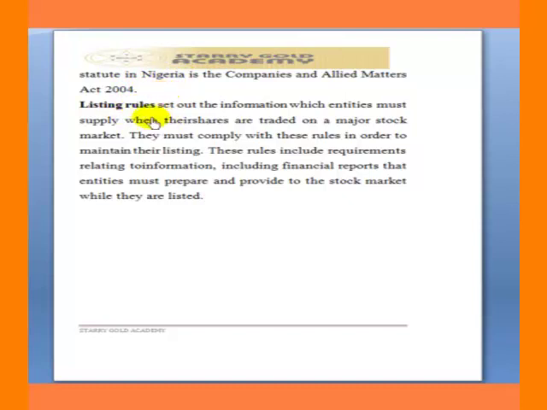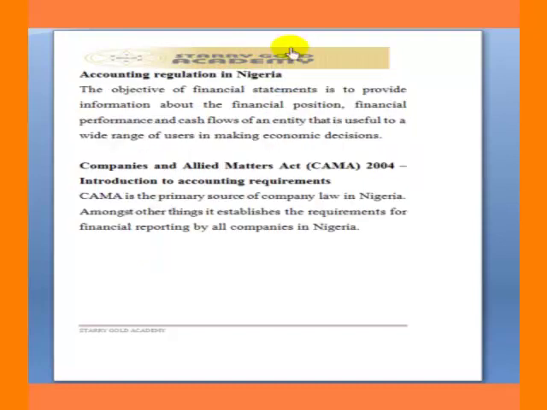Okay. Now the listing rule, like I said earlier, is peculiar to some entities. That is, all entities listed on the Stock Exchange of Nigeria are governed by the SEC Act. All banks are governed by the BOFIA, Banks and Other Financial Institutions Act. Then all insurance companies are governed by NAICOM, that is, the National Insurance Commission. So all these companies have their own separate rules, and that is what makes up the listing rules.